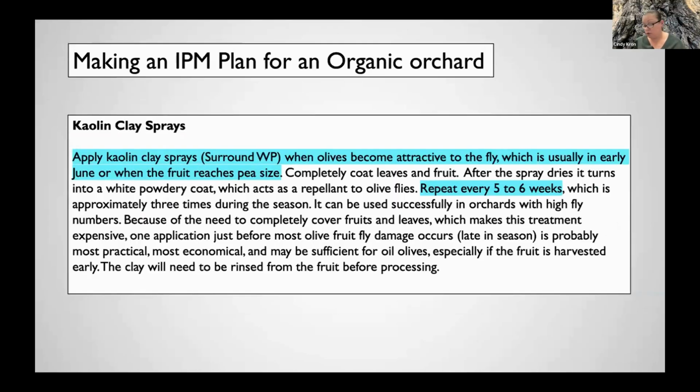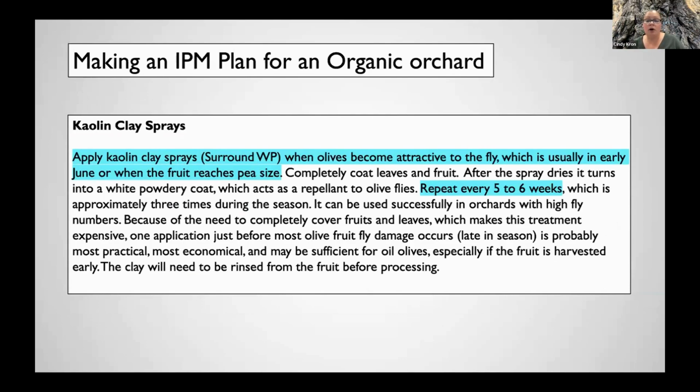Now, I chose kaolin clay. So this is saying that we're going to apply it when olives become attractive to the fly, which is usually in early June when the fruit reaches pea size. A lot of growers use pit hardening as a time in which applications would start, and then you're going to want to repeat it every 5 to 6 weeks.